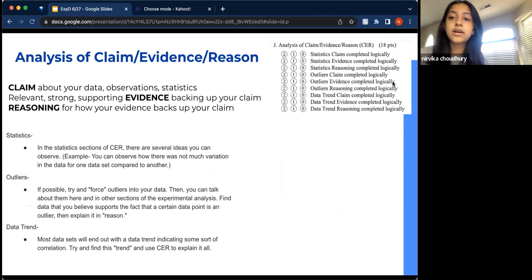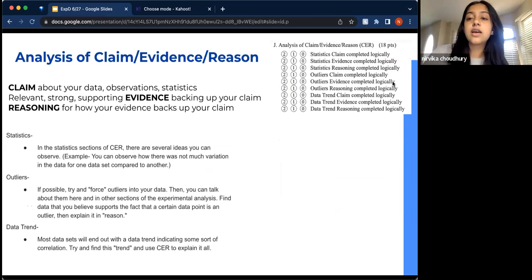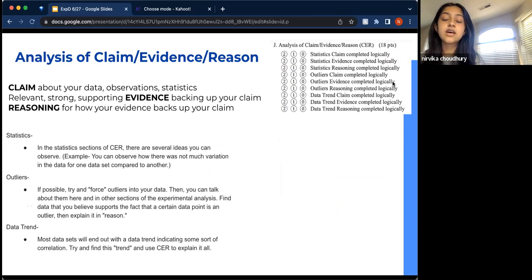If you can see the rubric, it wants a CER for statistics, one for outliers, and one for data trend. You can see in the top right. For statistics, in the statistics section of the CER, there are several ideas you can observe. So we have to make a claim, evidence, and reason for statistics.